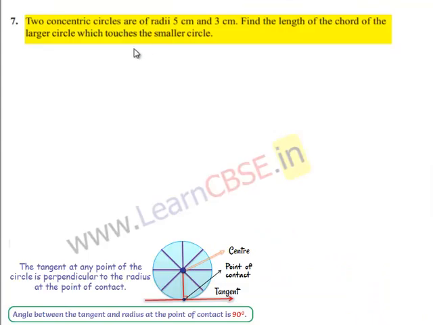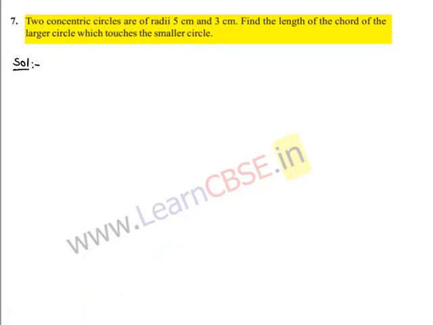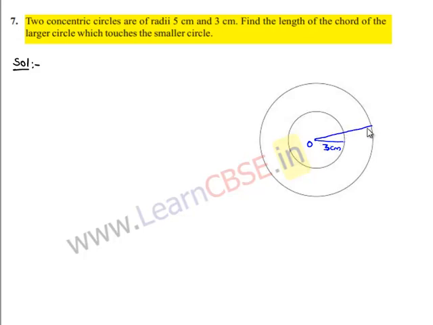Moving on to the seventh question. Two concentric circles of radii 5 centimeters and 3 centimeters. Find the length of the chord of the larger circle which touches the smaller circle. Now moving on to solution. Let us consider two concentric circles with center O, and the radii of the circles are 3 centimeters and 5 centimeters.